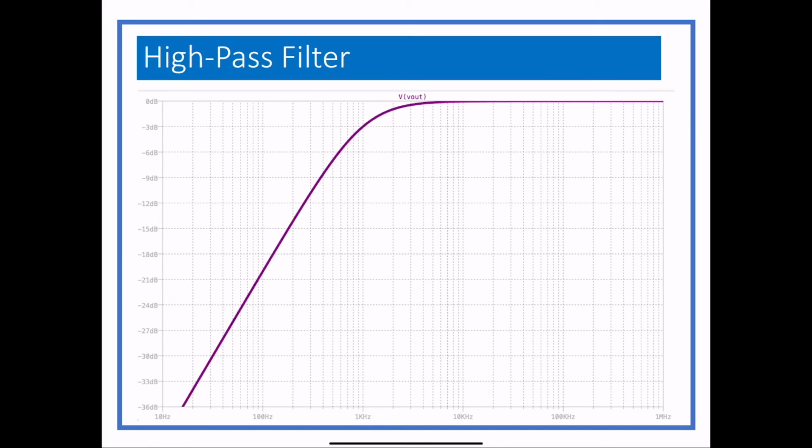For a high pass filter, it's just the opposite. All the frequencies above a certain value go through and everything less than that doesn't. So again, we can look, and actually the break frequency is also 1 kilohertz, because it was just designed that way for this particular one.